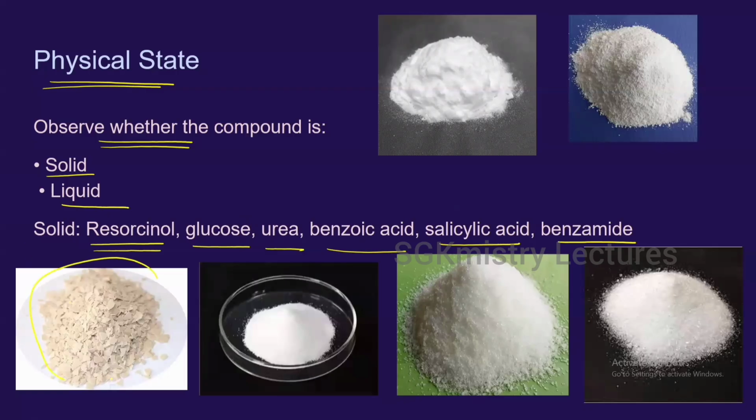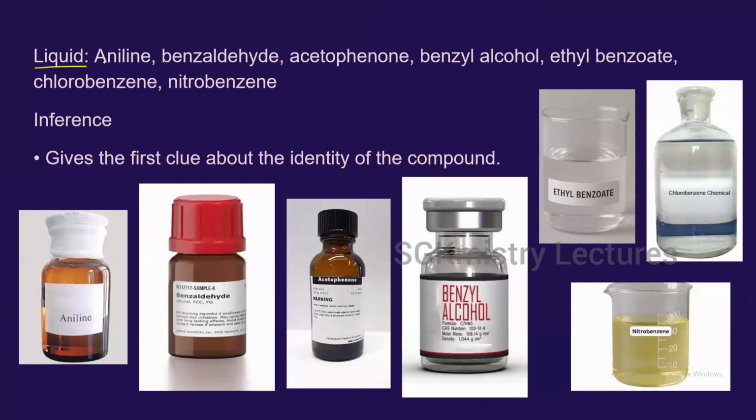But resorcinol, although it is in the solid state at room temperature, you can identify that the given compound is resorcinol because of its color. It is pink in color, whereas the other solids that will be given will be white in color. So with just physical state examination, it is not possible for us to decide or predict what is the given organic compound. Suppose the given compound is liquid, then it can be aniline, benzaldehyde, acetophenone, benzyl alcohol, ethyl benzoate, chlorobenzene, or nitrobenzene.